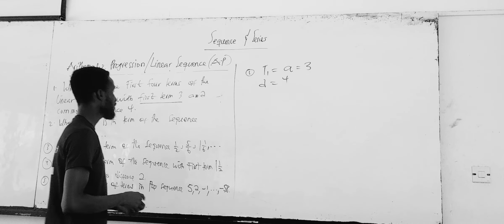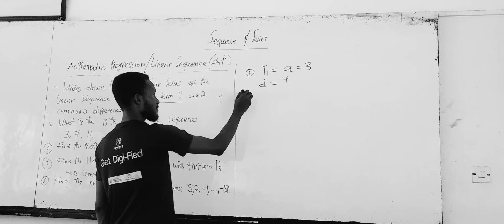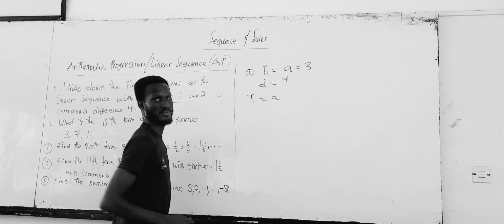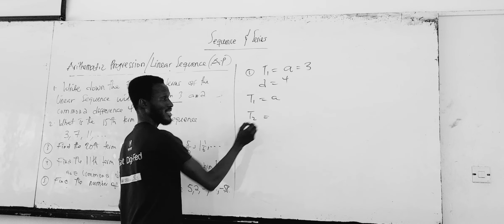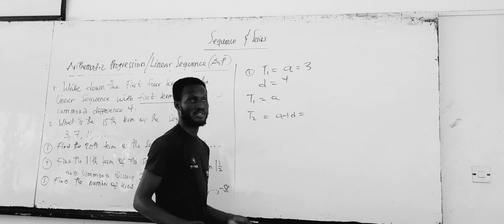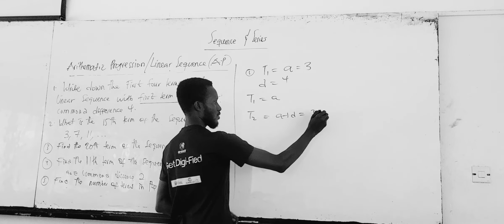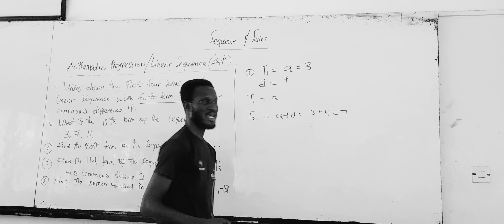Now what are we looking for? We are looking for the first 4 terms. So we have to get our first term, which is a, and then our second term. What is the formula for the second term? Second term is a plus d, right? Now the a is 3 plus d, which is 4. Which means the second term is 7.